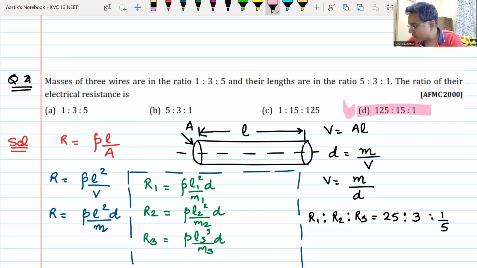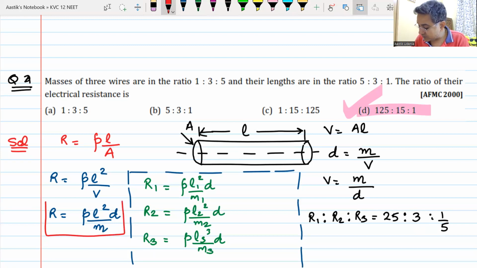And that is your option, sir. Option D, sir. I'll give you 2 minutes to note this down. And at the same time, you also should note down this formula. This is resistance in terms of density and length and mass. So you can keep this formula also ready with you.